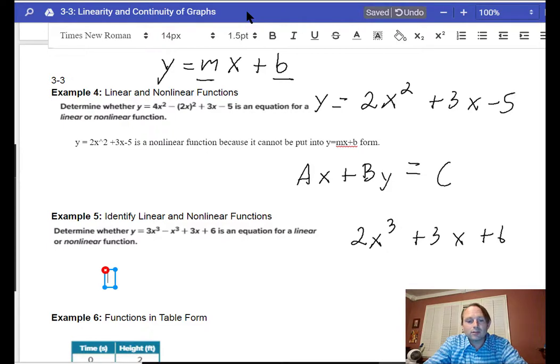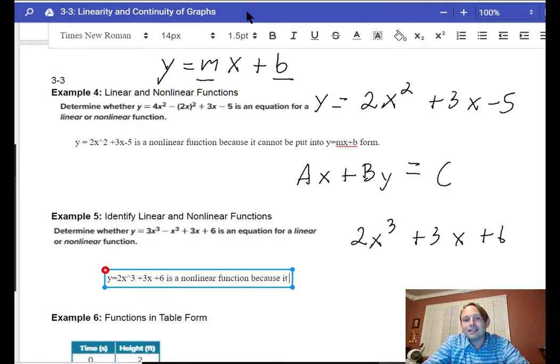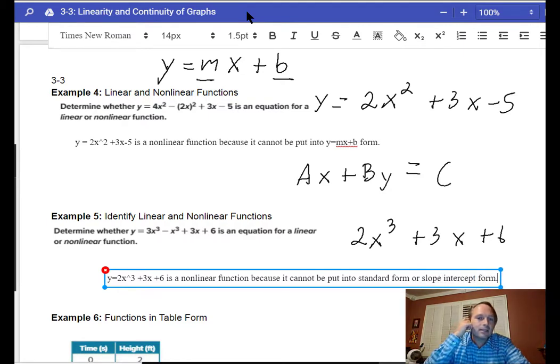So y equals 2x to the power of 3 plus 3x plus 6 is a nonlinear function because it cannot be put into standard form or slope-intercept form. The ax plus by equals c is standard form. The y equals mx plus b is the slope-intercept form. It has slope and the intercept. All right, let's go on.